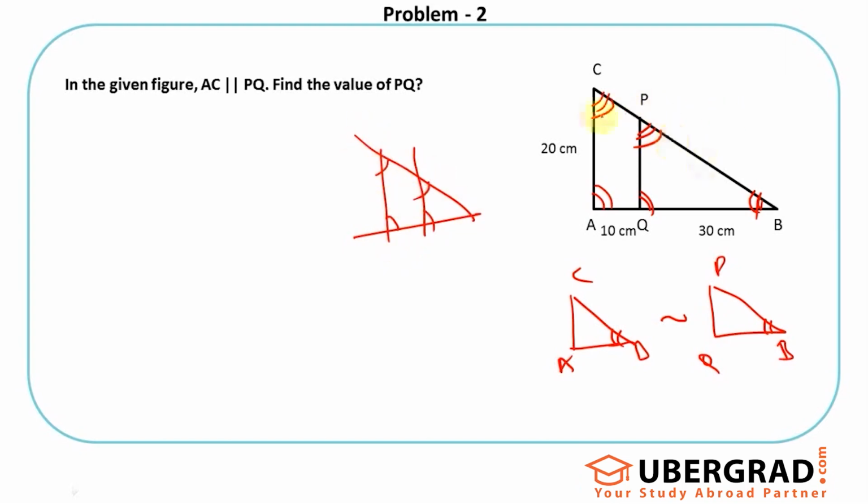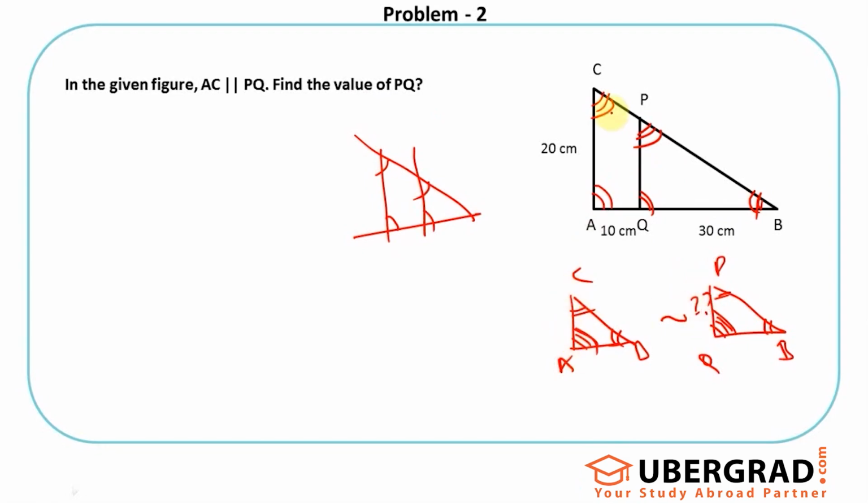That is what we are seeing, right? So whenever you see two parallel lines, then automatically you should look for similar triangles like this. Now I know this angle and this angle are equal and these are also equal. Automatically the third angles are equal. So these two are similar triangles.